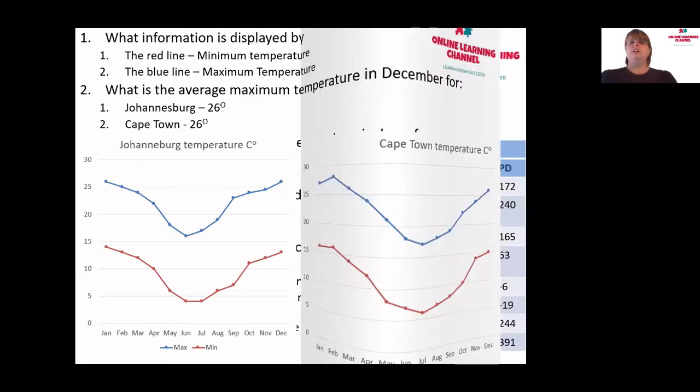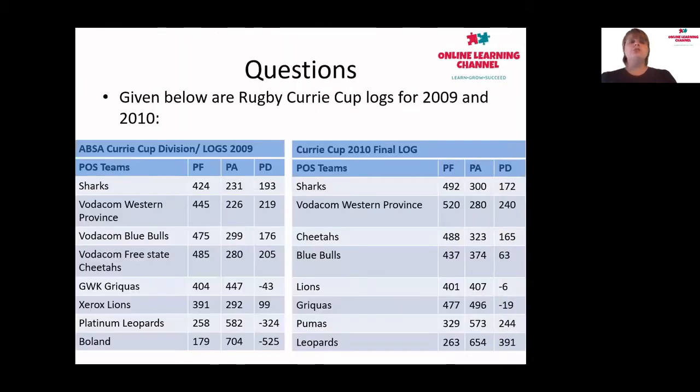Okay, let's just quickly look at another question. This question: given below are Rugby Currie Cup logs for 2009 and 2010. So let's just quickly look. This is 2009's information and this is 2010's information. Some of the teams are different. Here the Lions and the Griquas change, and here's the Pumas. Boland is not even here, and the Leopards is on the bottom of the log. So now let's look at the possible questions I can ask you about this information.